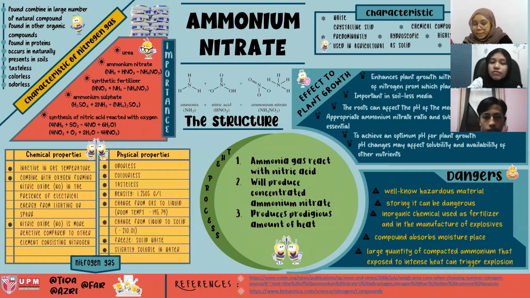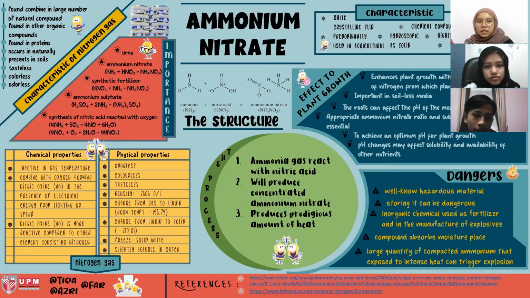Sorry to interrupt, but can ammonium nitrate be created using household chemicals? As I said earlier, the importance of nitrogen gas is to make a synthetic fertilizer, that is ammonium nitrate. It can be made by reacting ammonia gas with nitric acid, which produces concentrated ammonium nitrate, and it produces a prodigious amount of heat.